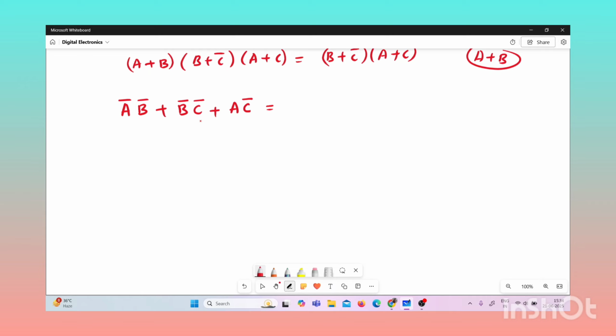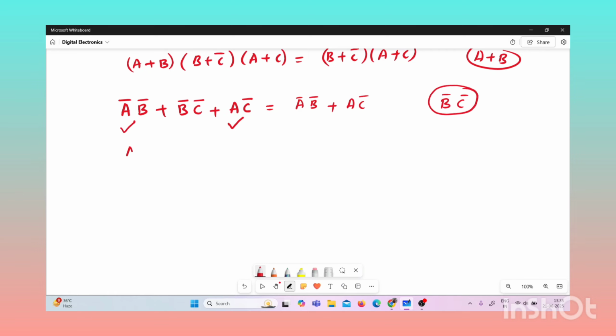There are three variables, and all the variables are occurring twice: a bar and a, b bar and b bar, and c bar and c bar. So here, how to simplify this expression? The variable which is present both in the complemented and uncomplemented form should be present in the output. If you keenly observe these three terms, a is present both in the uncomplemented form and complemented form. That means those two terms should be present in the output: a bar b bar plus a c bar. That means you are removing this b bar c bar term, and that is the redundant term.